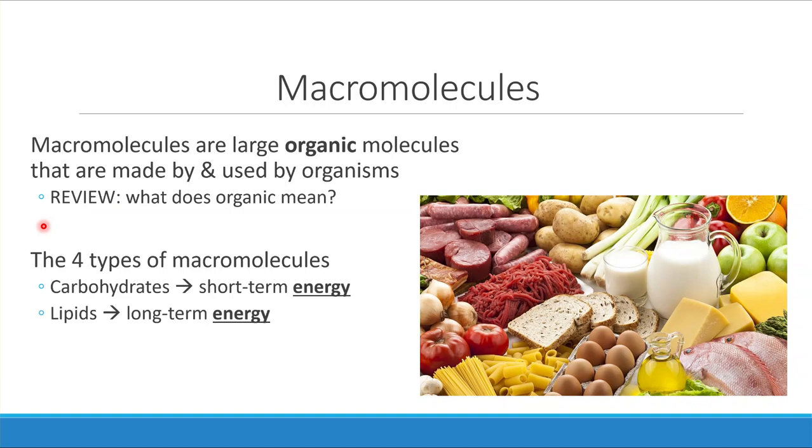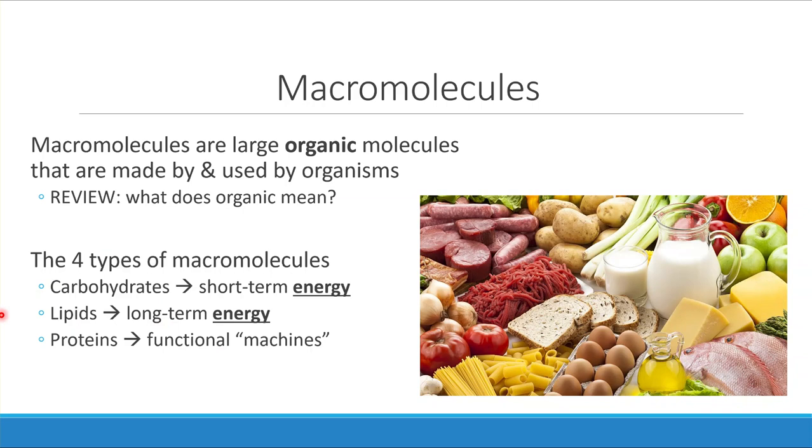We also have another form of energy that we store inside our cells, and that's lipids. Lipids are a way for us to store energy for a long time. If I have extra energy that I don't need right now, rather than storing it as a carbohydrate, I would rather store it as a lipid. It's much more efficient for storing energy.